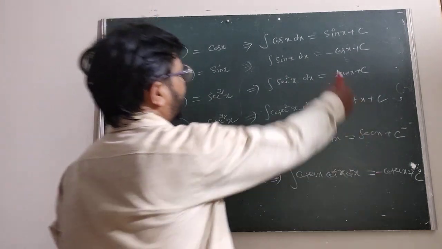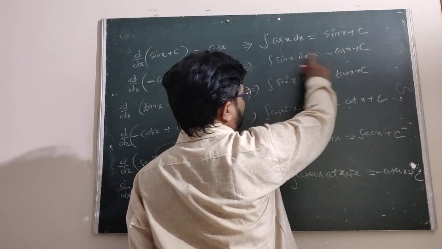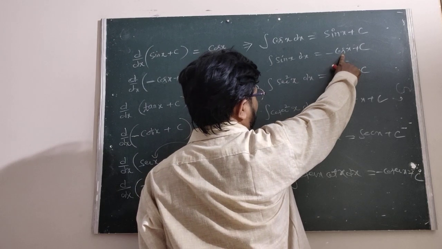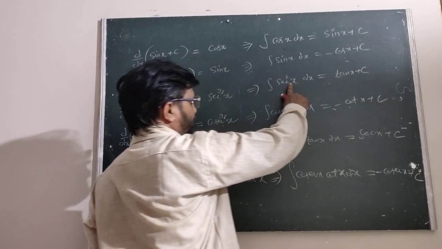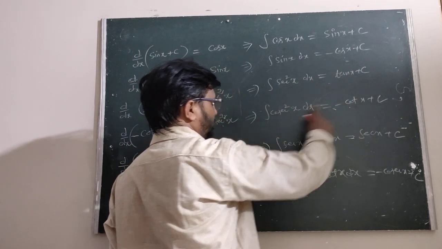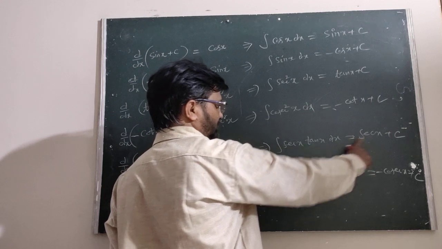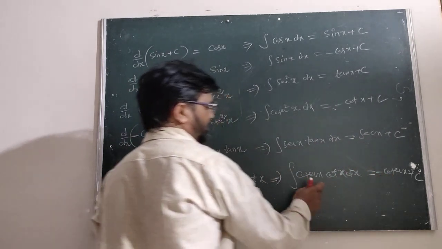Now we observe here the derivative of sin x is cos x, the derivative of cos x is minus sin x, minus of minus is plus sin x, the derivative of tan x is secant square x, the derivative of cot x is minus cosecant square x, minus of minus is plus, the derivative of secant x is secant x tan x, and the derivative of minus cosecant x, minus of minus is plus.